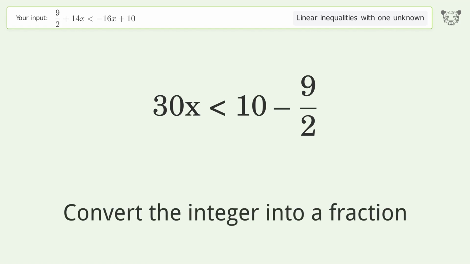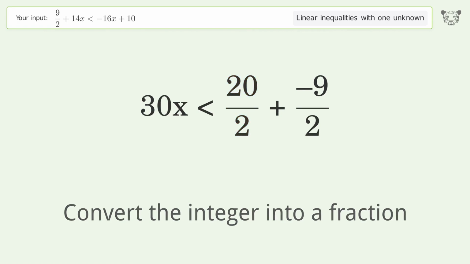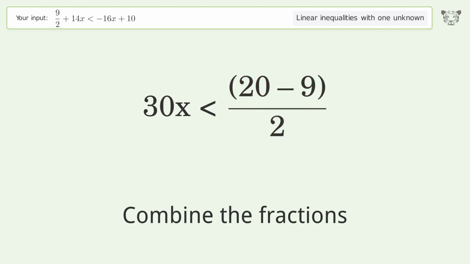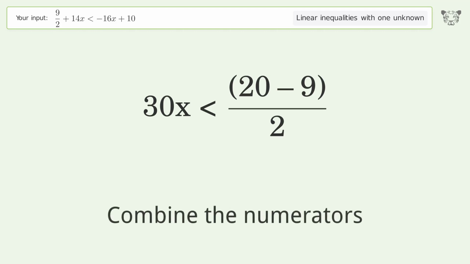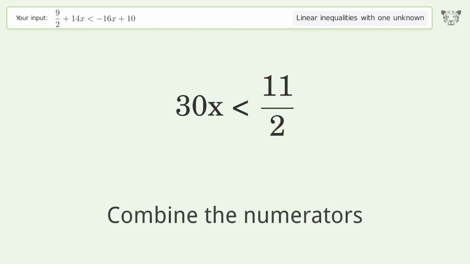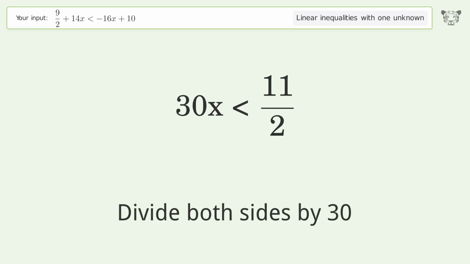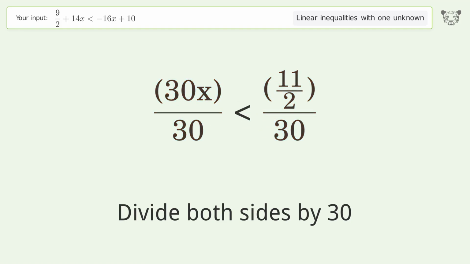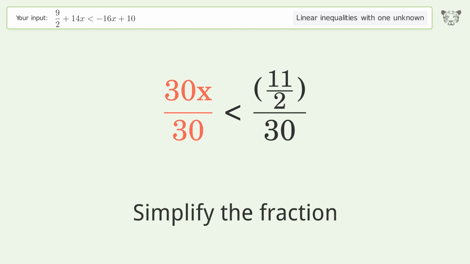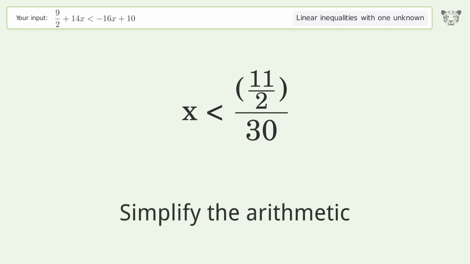Convert the integer into a fraction. Combine the fractions. Combine the numerators. Isolate the x. Divide both sides by 30. Simplify the fraction. Simplify the arithmetic.